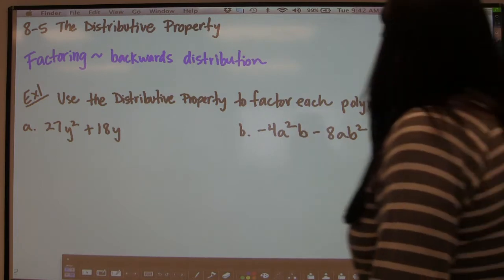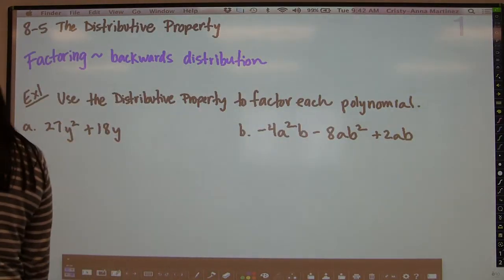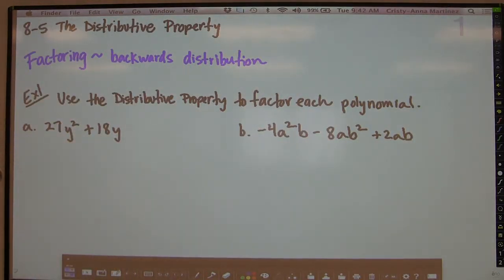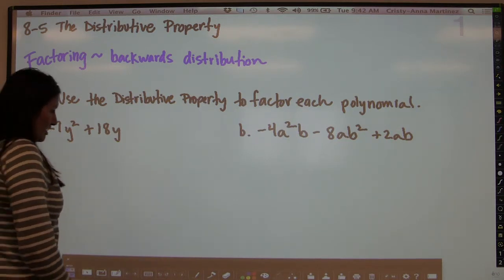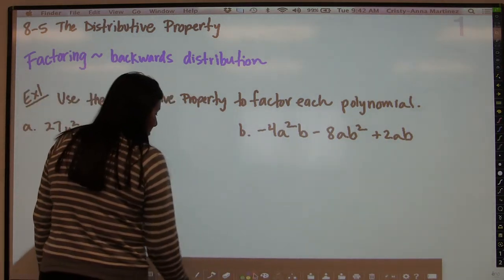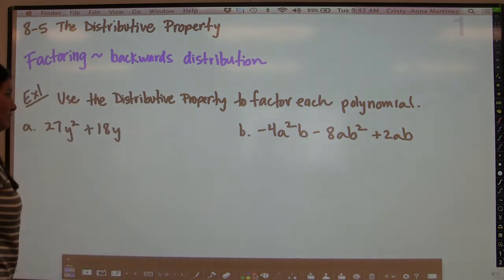So today we're going to be learning how to use the distributive property backwards, which is what we basically call factoring. So here we go, example 1, use the distributive property to factor each polynomial. One of the first things that you want to do, it doesn't always have to be this detailed, but for the first example I'm going to be very, very detailed.